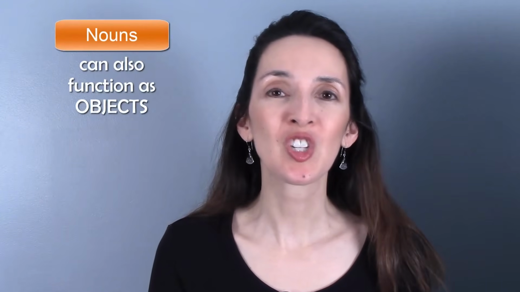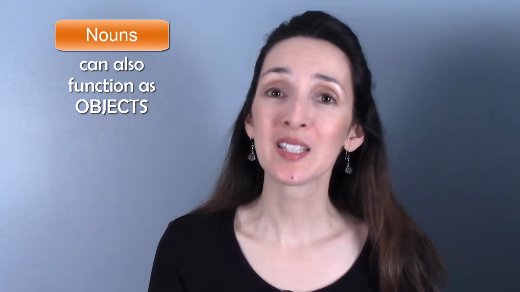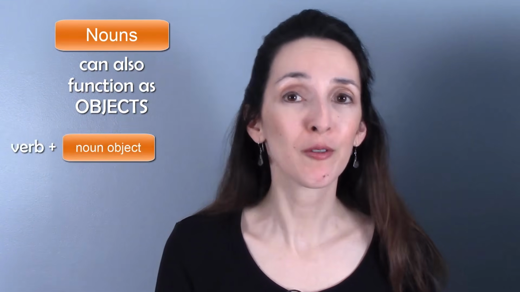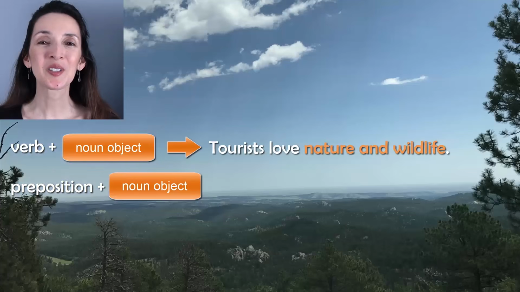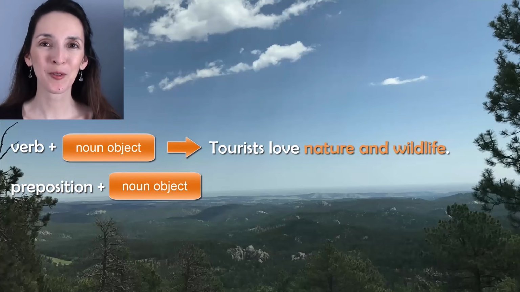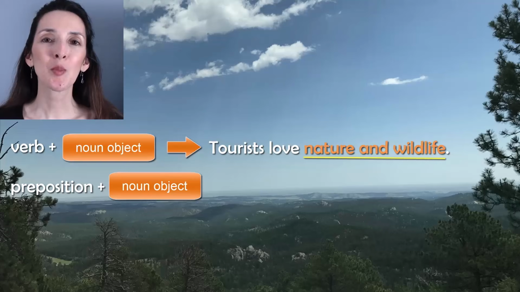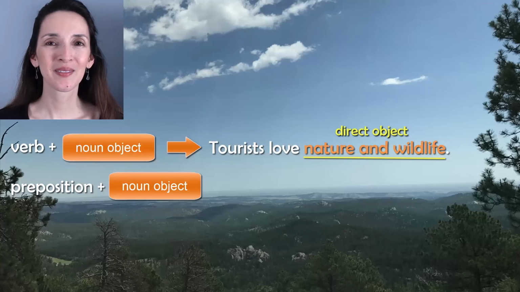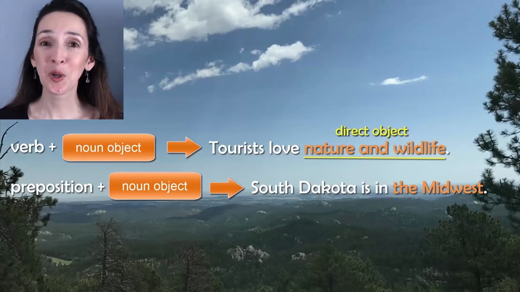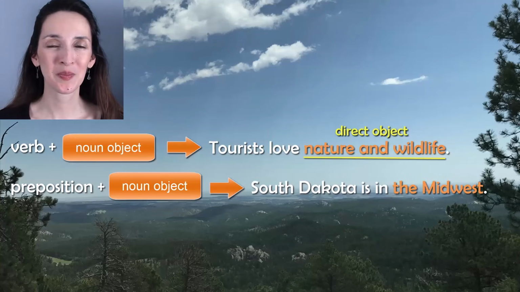We haven't talked about all the parts of speech yet, but I need to state briefly now that nouns can also function as objects. That means that nouns can also follow verbs and prepositions. Tourists love nature and wildlife. The object of a verb is called a direct object. South Dakota is in the Midwest.